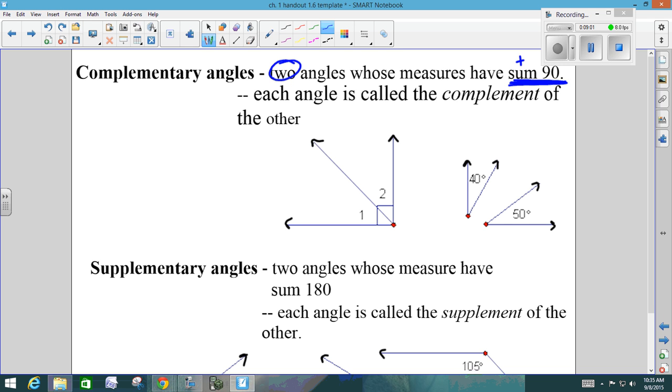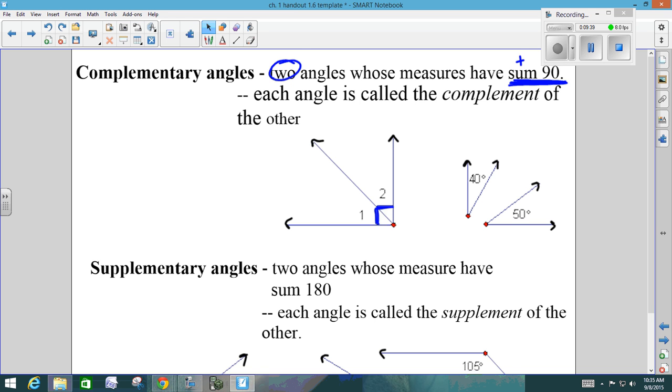Like there. These are complementary. How do we know that angle 1 and angle 2 are complementary? Yeah, because it has the right angle symbol, and what does it mean to be a right angle? 90 degrees. So angle 1 and 2 would have to add up to 90. 1 and 2 are next to each other, so we would call them adjacent angles. But 40 and 50, they're not adjacent. You can still be complementary. So complementary angles can be adjacent or non-adjacent. They don't have to be next to each other. They just have to add up to 90 degrees.